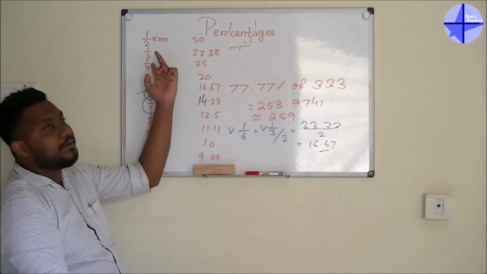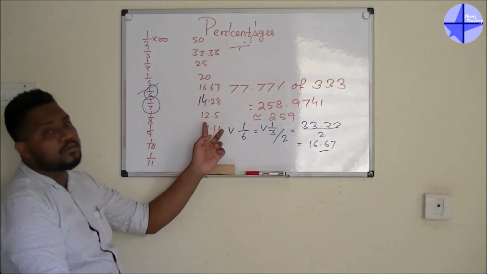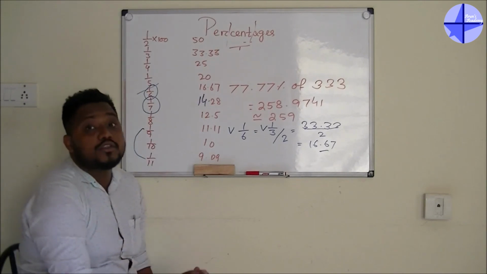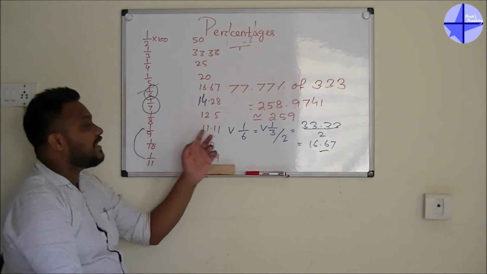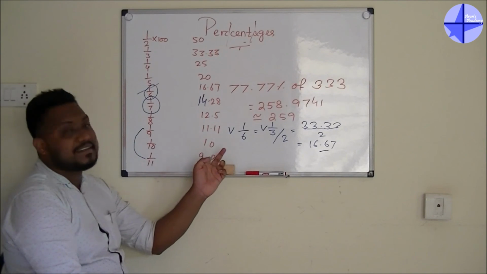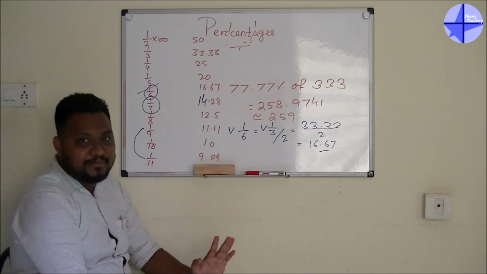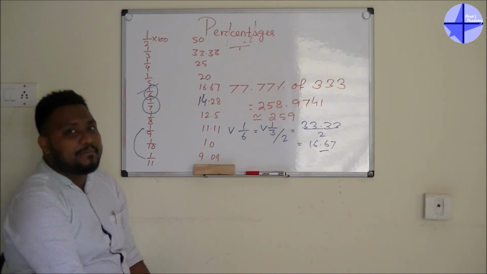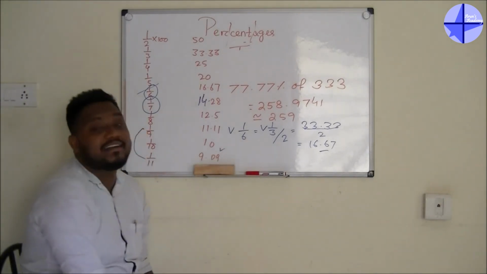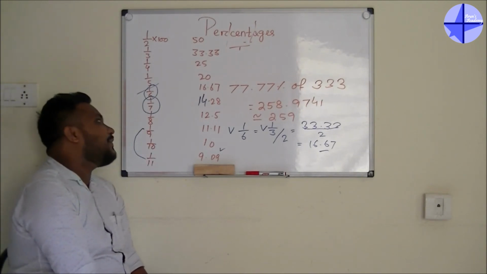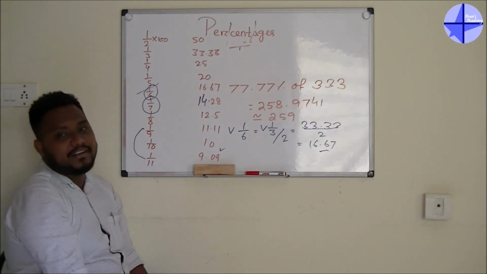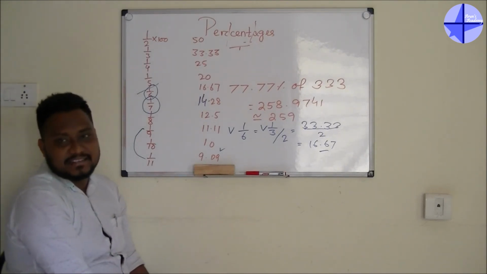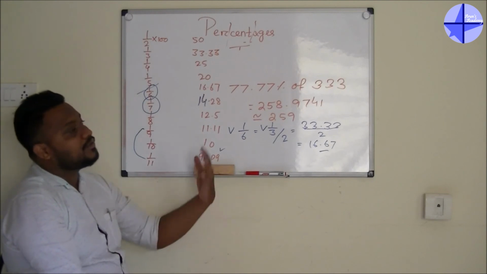After that, 1 by 8. If you know 1 by 4, you can find 1 by 8: 25 divided by 2, 12.5. After that, 1 by 9 and 1 by 11 are close friends: 1 by 9 is 11.11 and 1 by 11 is 9.09. And please don't ask me how to find 1 by 10. 1 by 10 into 100, the answer is always 10. So I think now at least 20-30% of the percentages table you understood. Whatever is remaining, the 60s and 70s, I will let you know when we solve the question.